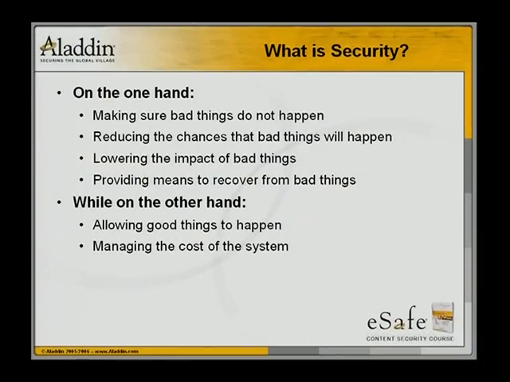On the other hand, I want to make sure that I allow good things to happen and manage the cost of the system. What I mean by that is, let's say I have a house that I want to protect, and what I have in the house is worth like $10,000. It would be foolish to spend $20,000 to protect what I have. So basically that's what I mean by managing the cost of the system. It's also called TCO, total cost of ownership. An example, as we said, is home security. We also have car security, all kinds of alarms and stuff like that.